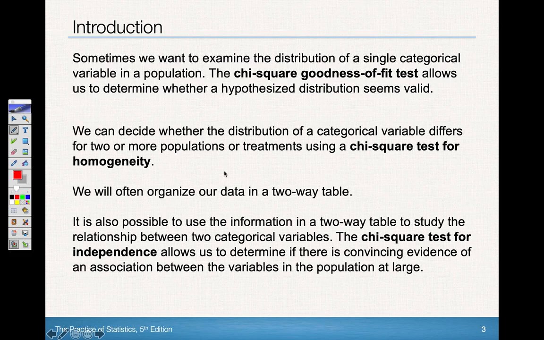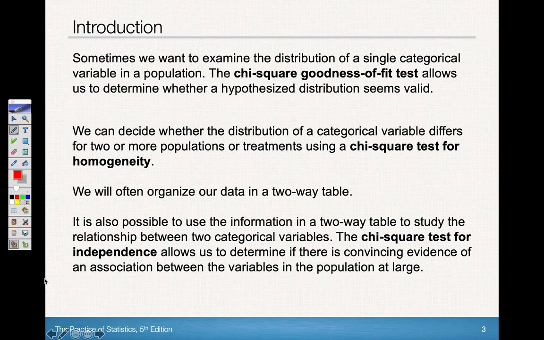We can decide whether the distribution of a categorical variable differs for two or more populations, just like in Chapter 10, we went from one population to two. That's going to be a chi-square test for homogeneity. And the last is when we work with two-way tables, which we worked with during our probability chapter. It is possible to use the information in a two-way table to study the relationship between two categorical variables. That's a chi-square test for independence.